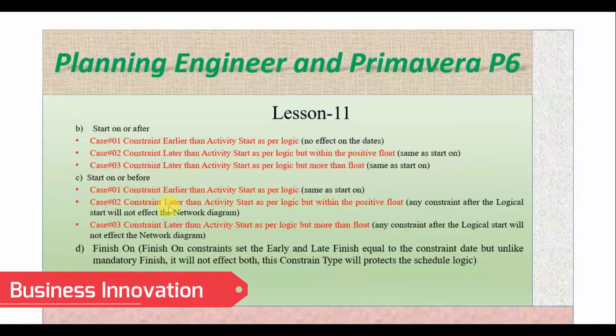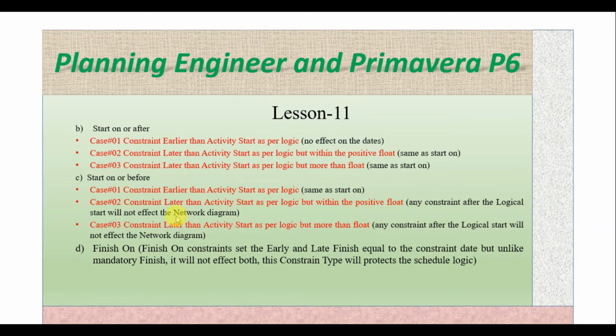Case 2, constraint later than the activity start as per the logic but within the positive float. So any constraint after the logical start will not affect the network diagram. So what is actually the constraint type? It is start on or before. So if we keep the constraint after the logical start, it will not affect, because we have the flexibility that we can start this activity before. So if logically the activity is starting before the constraint date, it will not affect. And similarly in case 3 also, any constraint after the logical start will not affect the network diagram.